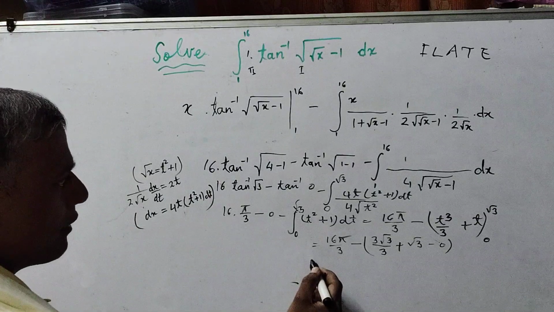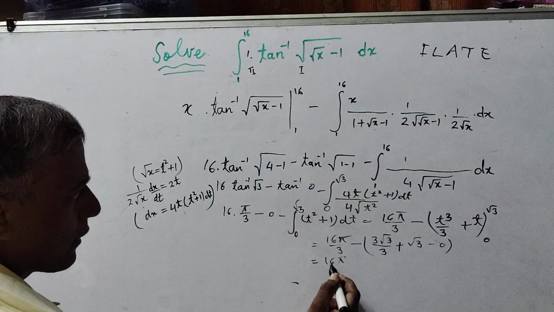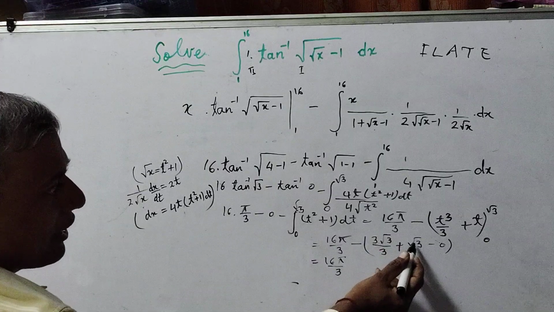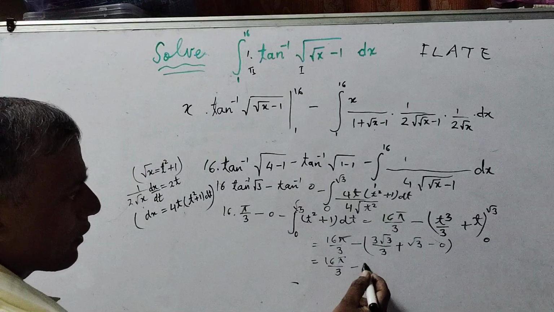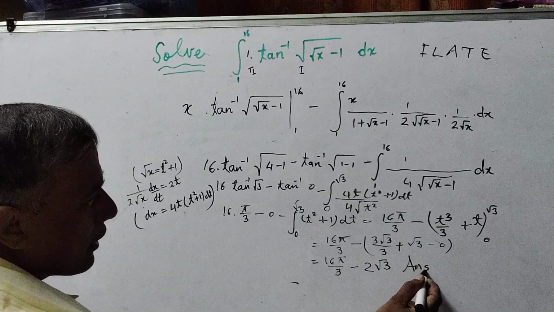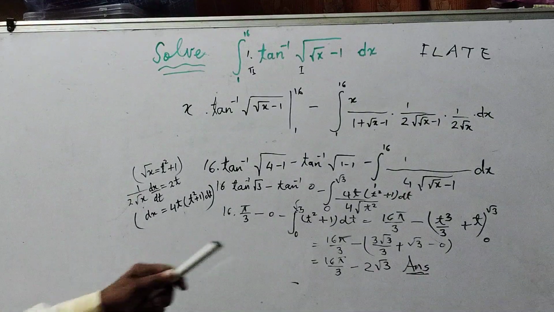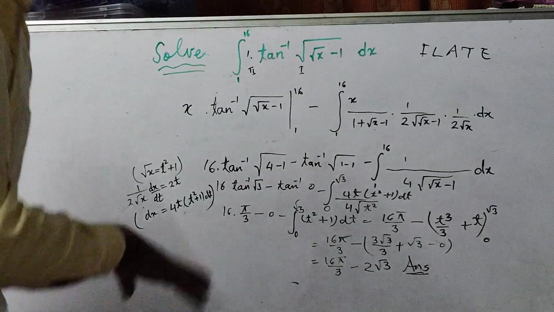So finally we get 16 pi by 3, and this 3 cancels, this is square root 3, this is square root 3, so it becomes plus 2 square root 3. So this is the solution answer of this problem. It is quite a lengthy question, but it is very simple when we do it in steps. I hope you have understood. Okay.